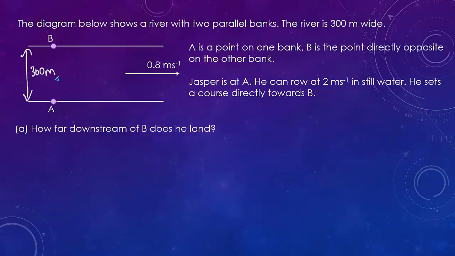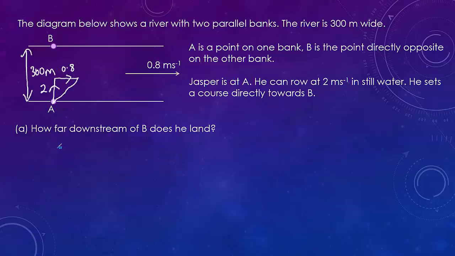So Jasper can row at 2 meters per second, and he sets course directly towards B. But of course the current is going to drag him off course. So he'll end up heading in this sort of direction. Now we can do this using similar triangles, or we can actually find angles and so on. So let's use a similar triangle.